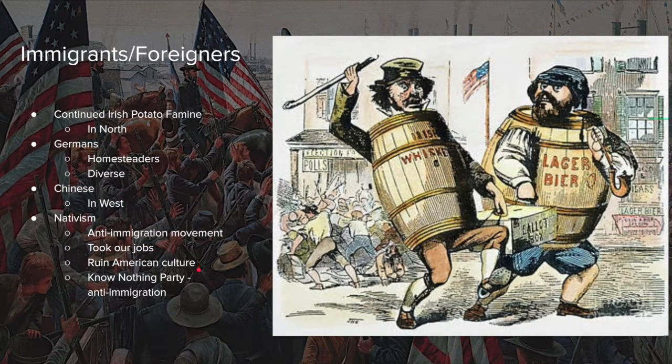They also form what is called the Know Nothing Party, which is an anti-immigration political party. And I'm not kidding, these guys also call themselves the Native American Party, confusingly enough. But yeah, that is an anti-immigration movement that is happening at this time.